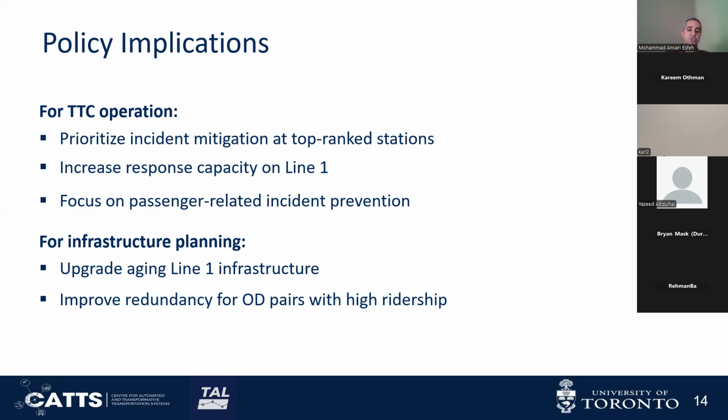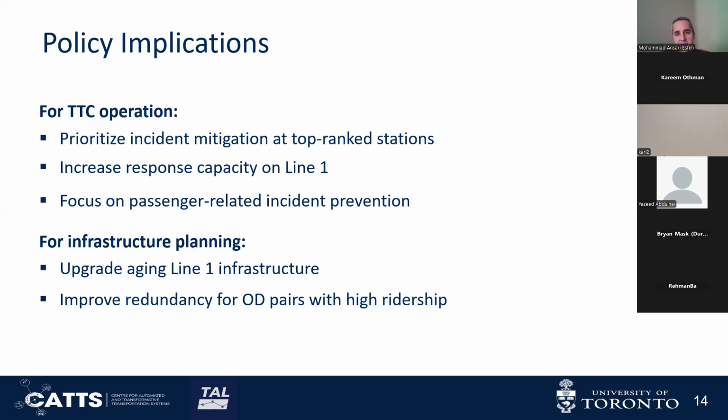From an infrastructure perspective, much of the vulnerability along line 1 is tied to aging infrastructure. So upgrading the infrastructure along these lines can reduce both technical and operational disruptions.